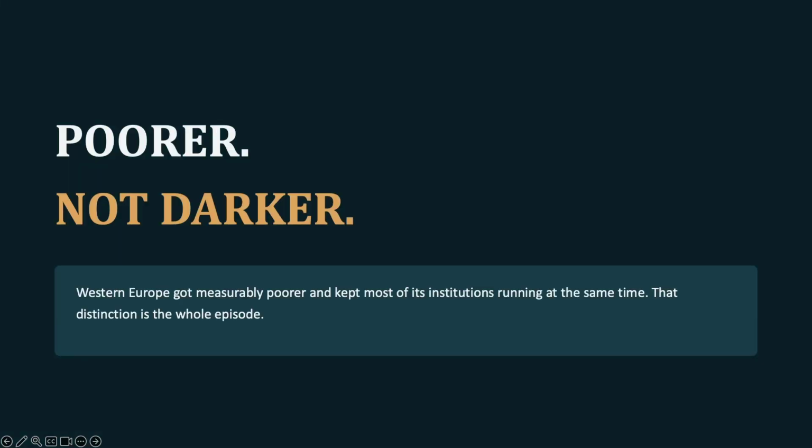So the honest summary is that Western Europe got measurably poorer and at the same time kept most of its institutions still running. Poorer is not the same as darker. That is the distinction of the entire episode.